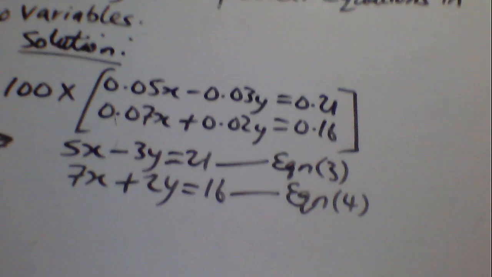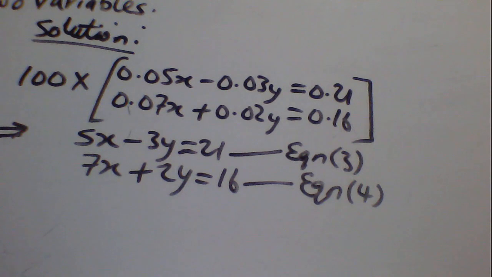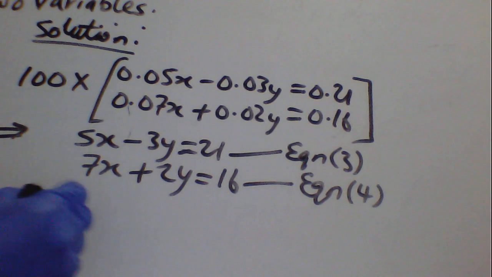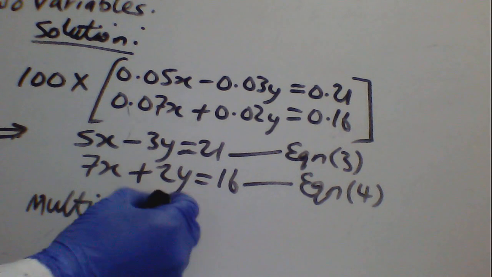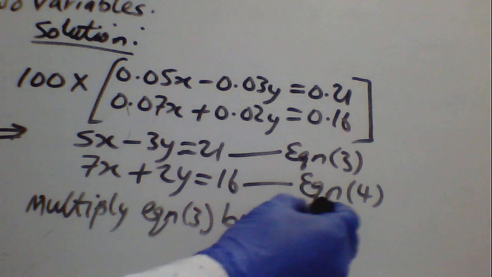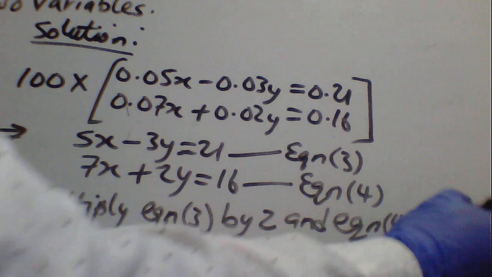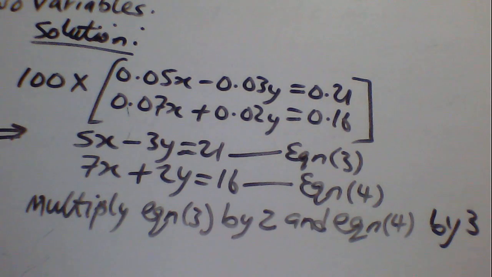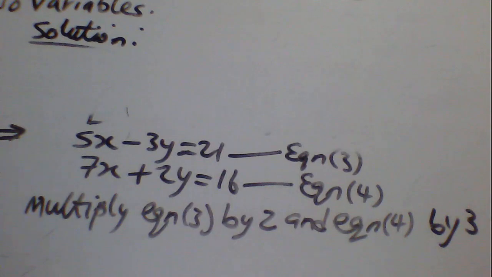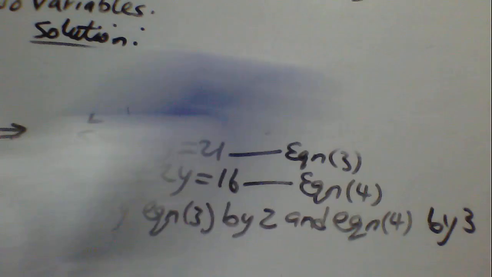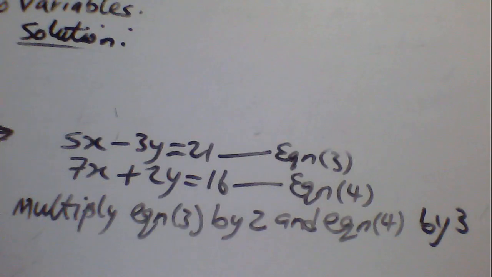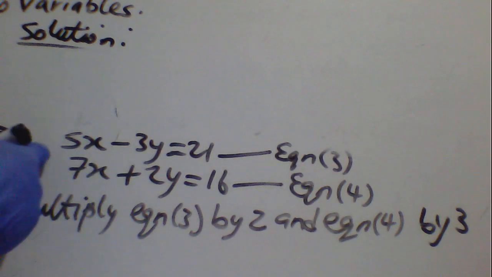Now that we have two equations whose coefficients are integers, the next thing you have to do is to obtain coefficients which differ only by sign. We multiply equation 3 by 2 and equation 4 by 3. So let's clean here. If you multiply equation 3 by 2 and equation 4 by 3, multiply this by 2.